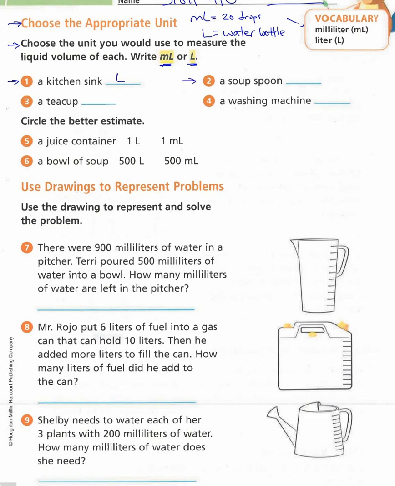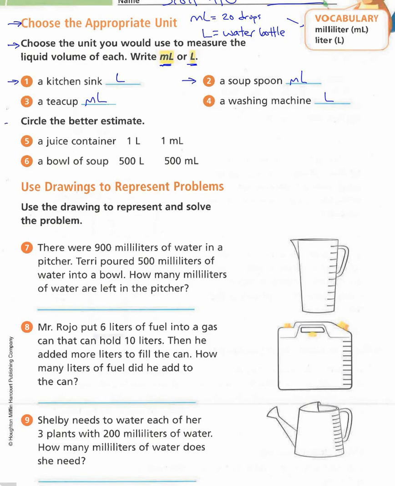How about number 2 over here? A soup spoon. Yeah, you wouldn't want to use a water bottle to measure how much goes into a soup spoon, but you would definitely use milliliters. Number 3, a teacup. Do you think a teacup would hold a liter? Probably not. I'm going to go with milliliters here. And then a washing machine. Yep, you got it. Liters. You're not going to take 20 drops at a time to figure out how much liquid goes into a washing machine.